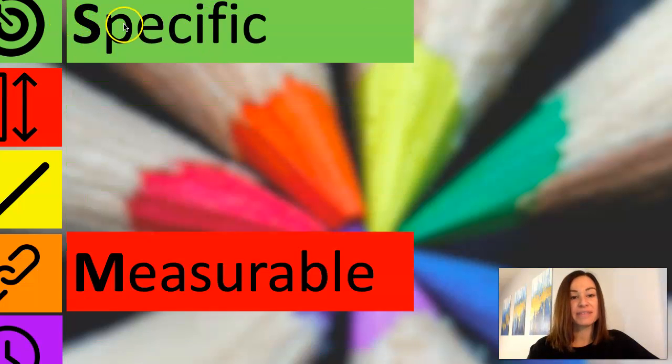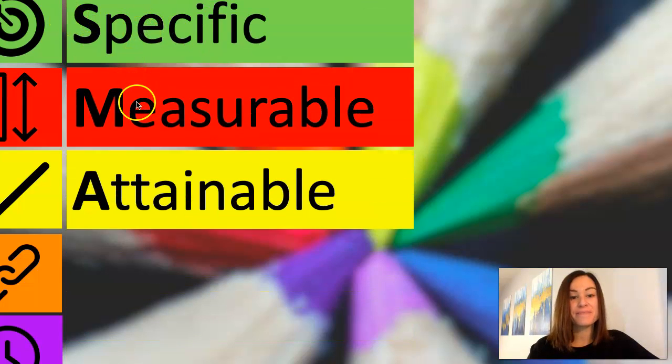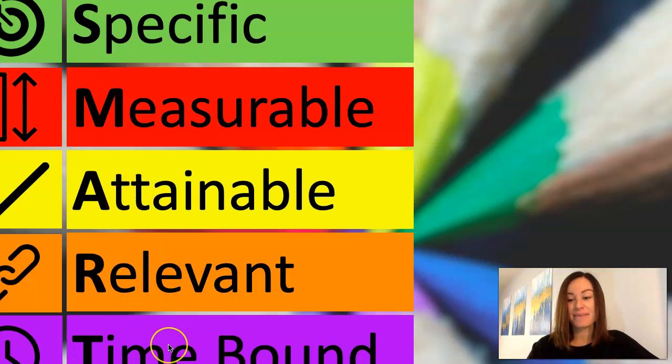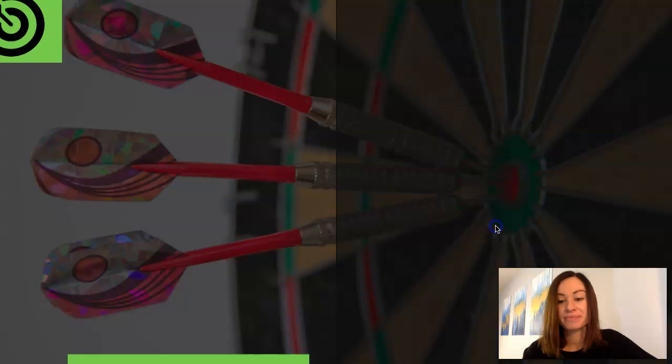SMART is an acronym that stands for specific, measurable, attainable, relevant, and time-bound. By the end of this lesson, you should be able to state and explain the 5 components of a SMART goal. Let's go ahead and get started.